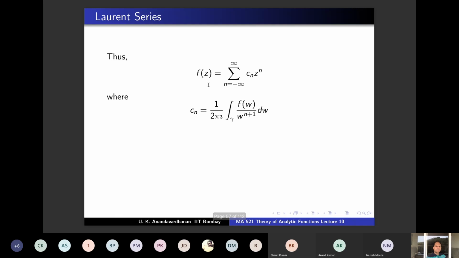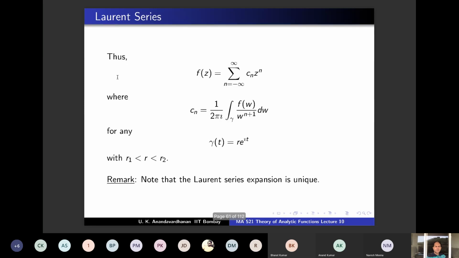So you can write it like this, where the coefficient c_n is 1 by 2 pi i times the integral of f(w) by w power n plus 1 dw, over any gamma which is between gamma 1 and gamma 2. So the radius is between R1 and R2. You can take any such circle and integrate over that. That will give you the coefficient.